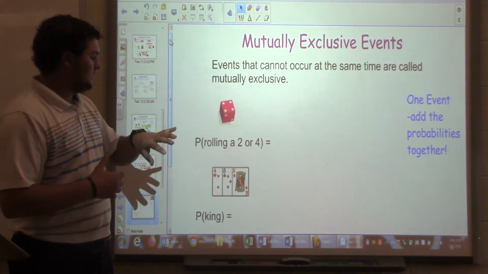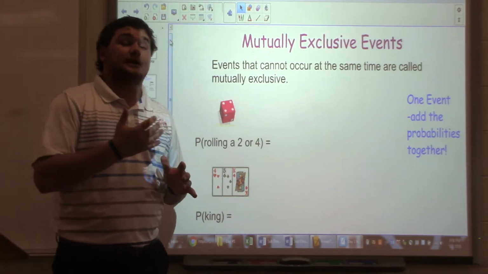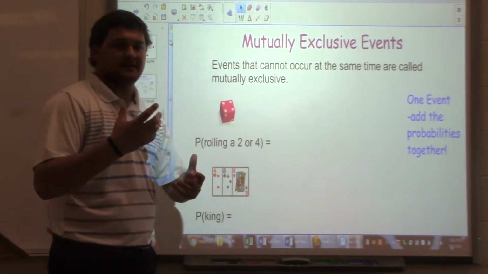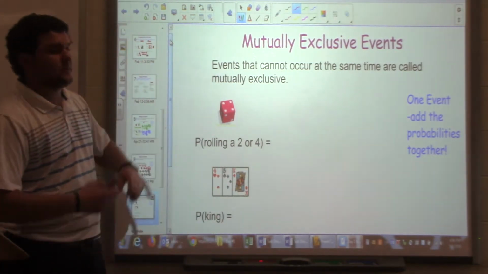So I can't pick all sorts of kings together. I can't roll a 2 and a 4. I can't roll a 1 and a 6. I can't roll those at the same time because it's on the same die. So what's going to happen is, we see one event, we add the probabilities together.